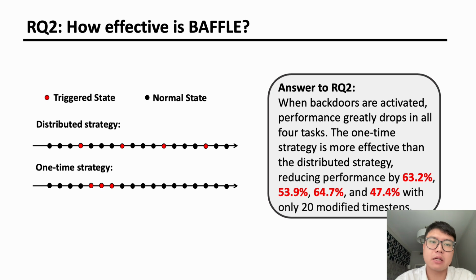RQ2: how effective is BAFFLE? We tried different methods to present the triggers, including the distributed method and the one-time method. For the distributed method, the triggers are presented at regular intervals. For the one-time method, the trigger is presented only once, but for a longer time. We found that when the backdoors are activated, performance greatly drops in all 4 tasks. The one-time method is more effective than the distributed method, reducing the performance by 63%, 53%, 64%, and 47%.